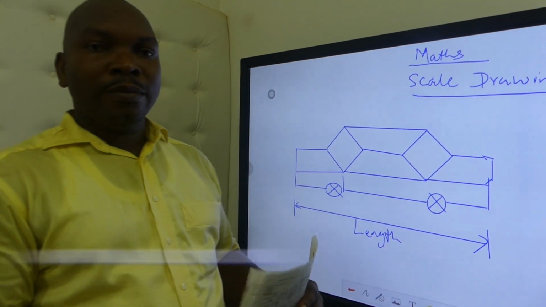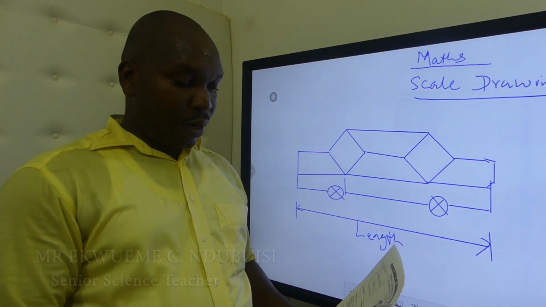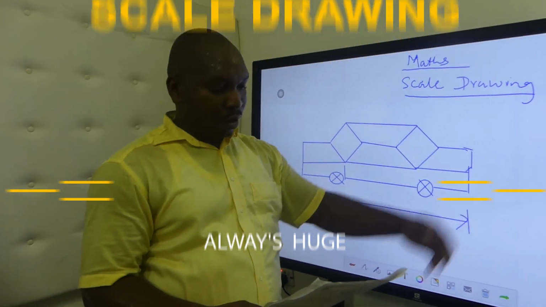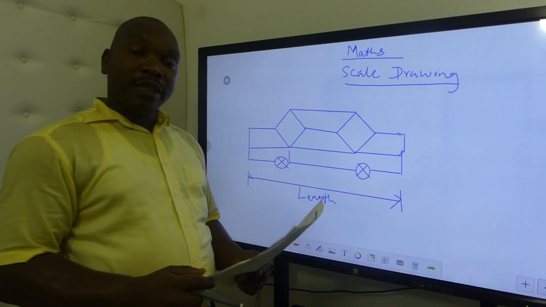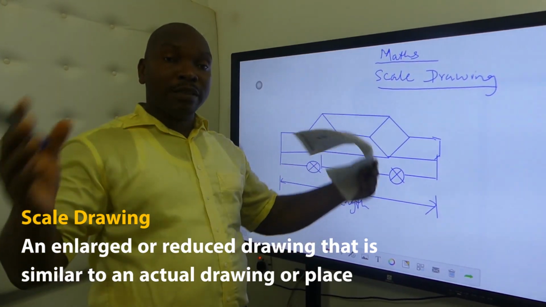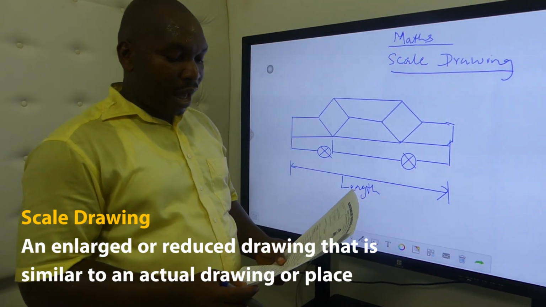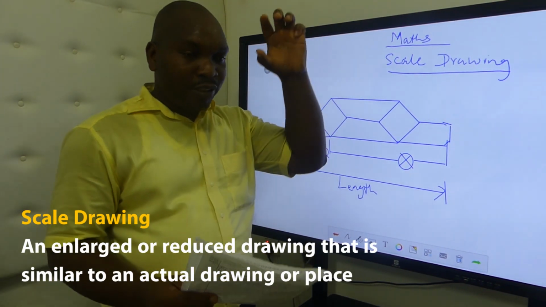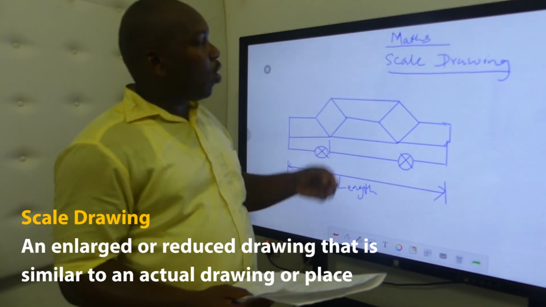The class. Today we'll be studying the topic scale drawing. Scale drawing. What is scale drawing, if I may ask? So one can say that scale drawing is an enlarged or reduced drawing that is similar to an actual object or place.